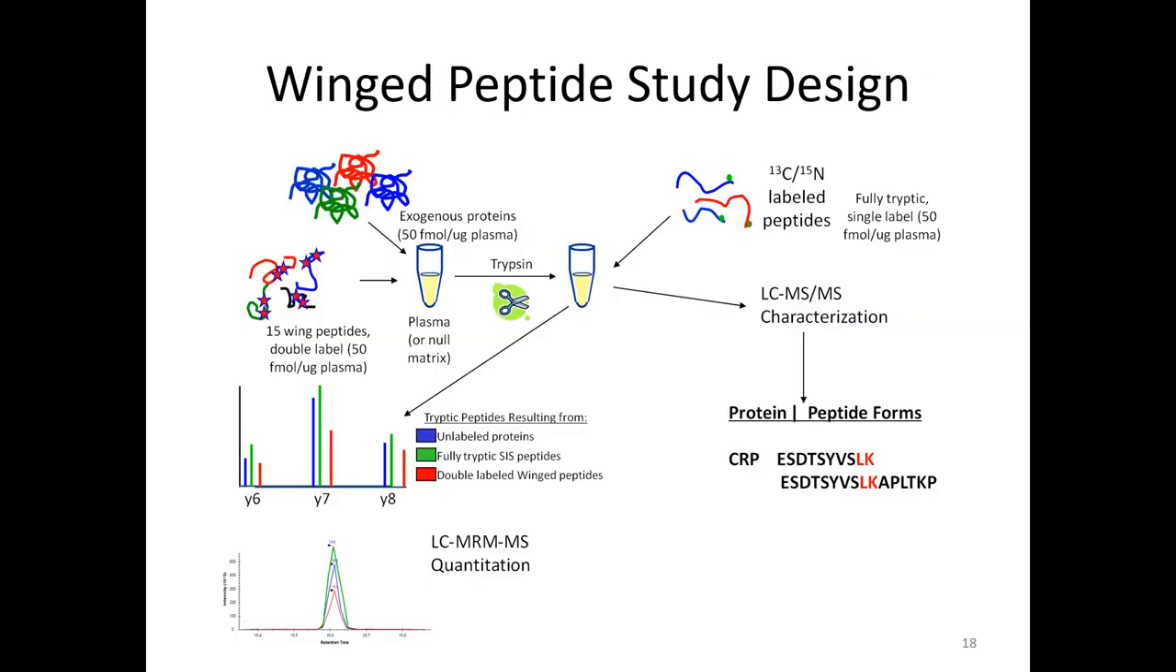So the way we did this experiment is we had these exogenous proteins that were light, that we spiked into plasma. We had the wing peptides that we spiked in at the same time. They went through the same reduction and alkylation process. And then over here, we added in our fully tryptic synthetic C13 and 15 labeled peptides. And then we did characterization and looked at the fragment ions from each of the 3 forms, and they're color-coded just for convenience. And then it started getting weird.